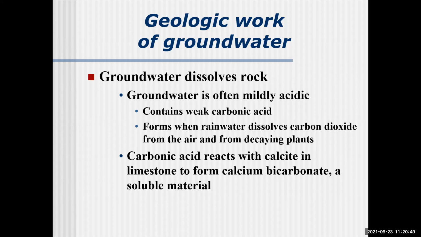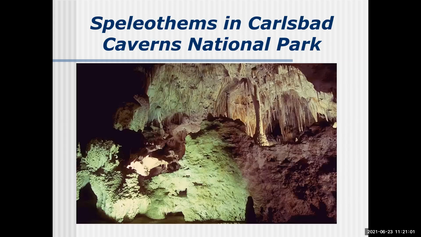But that change in pH is enough to start to dissolve calcite and limestone. And when it does that, it leaves big openings, or caves. These caves, speleothems as they're sometimes referred to, are dissolved bits of calcium carbonate. This is Carlsbad Caverns. These dissolved openings in limestone are caused by the movement of groundwater.